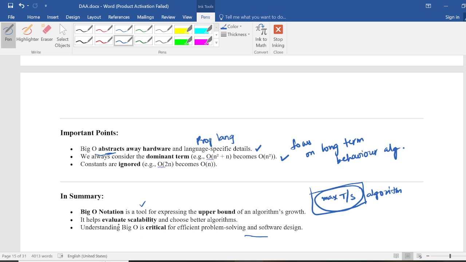It helps evaluate scalability and choose better algorithms. It is a powerful tool for comparing and choosing the most efficient algorithm. Understanding big O is essential for writing faster and scalable code. So we can do problem solving and software designing also using big O notation.